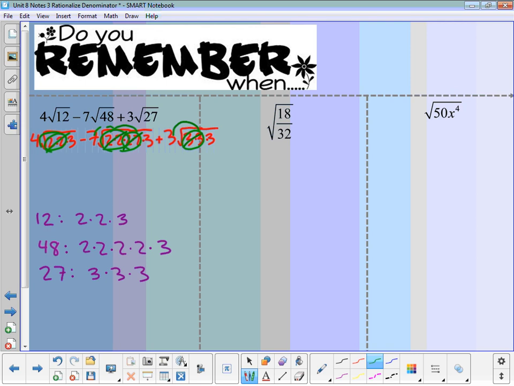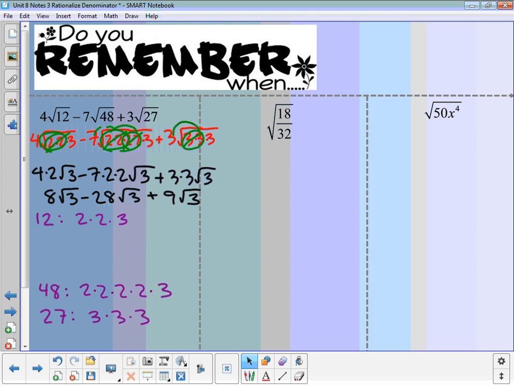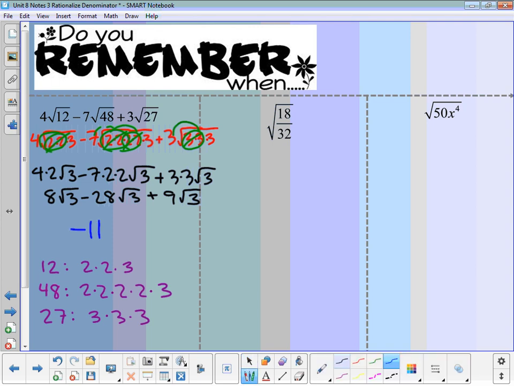So now outside, I have 4 times 2 root 3, minus 7 times 2 times 2 root 3, plus 3 times 3 root 3. Putting that all together, that's 8 root 3 minus 28 root 3 plus 9 root 3, and they're all like radicals. I can put them all together, so I'm going to go ahead and do that. 8 minus 28 plus 9 ends up giving me negative 11. So this is negative 11 square root 3.